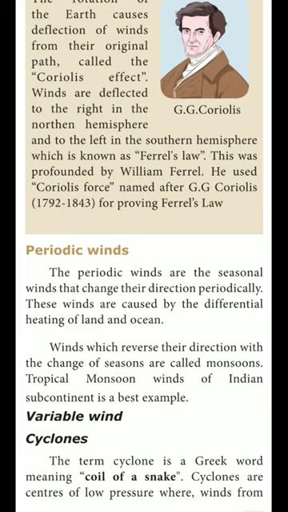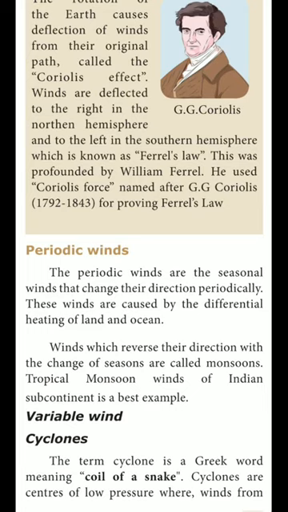Next is the variable wind. The third one is the variable wind. From this heading itself we can understand it will change, isn't it? So under this heading: cyclone, tropical cyclone, temperate cyclone, extratropical cyclone, anticyclone, etc. These are the headings under this variable wind.